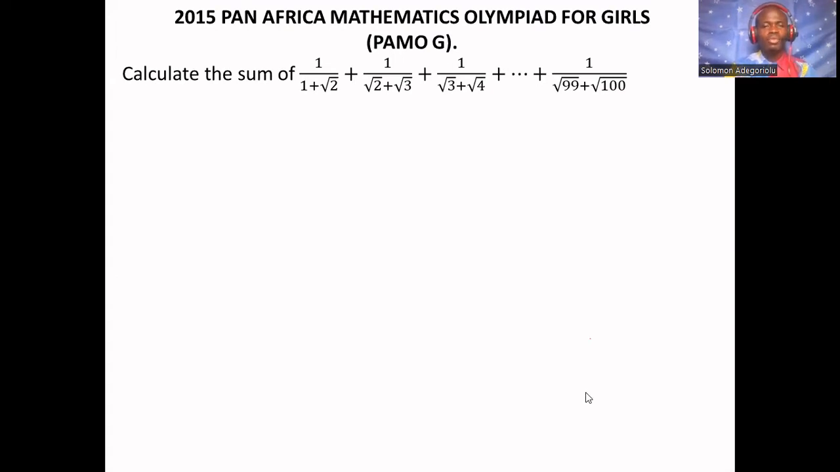If we have a question like this, how do we go about it? Let's take a look at it this way. The first one we have here, 1 over 1 plus root 2, we're going to rationalize this.